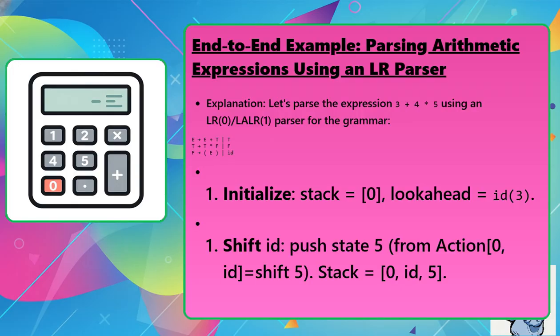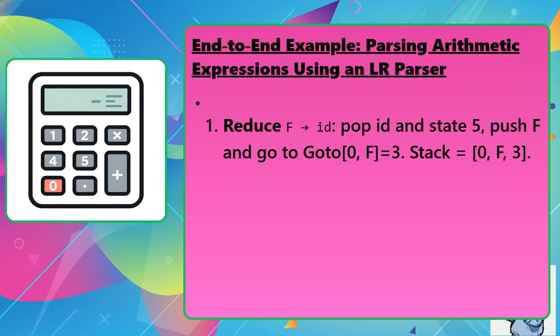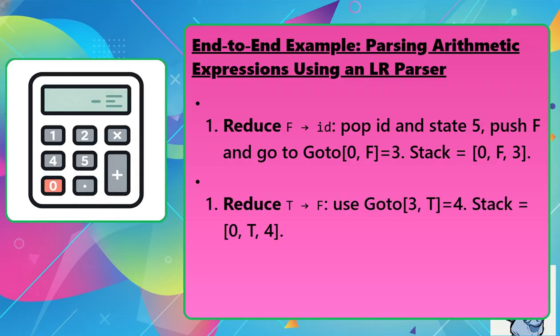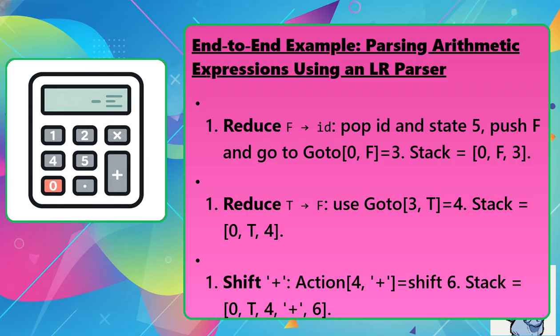Step 2: shift id: push state 5 from action[0, id] = shift 5. Stack = [0, id 5]. Step 3: reduce F → id: pop id and state 5, push F and goto[0, F] = 3. Stack = [0, F 3]. Step 4: reduce T → F: use goto, T = 4. Stack = [0, T 4]. Step 5: shift plus: action[4, +] = shift 6. Stack = [0, T 4, + 6].